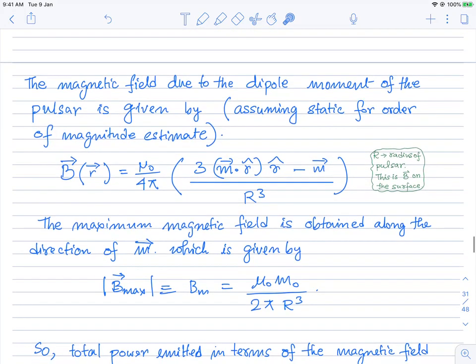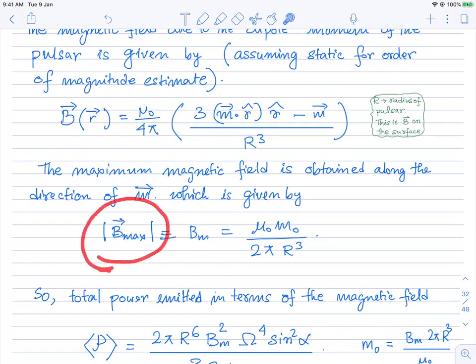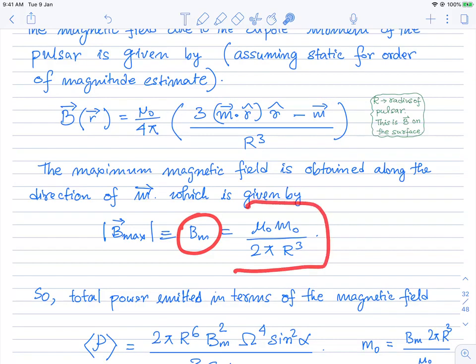So just for order of magnitude estimates, the maximum magnetic field is obtained when this term, m dot r, is maximum. If m dot r is maximum, then m is directed along r. In that case you will have 3m minus m, that's 2m, and so the maximum magnetic field would be given by this expression.